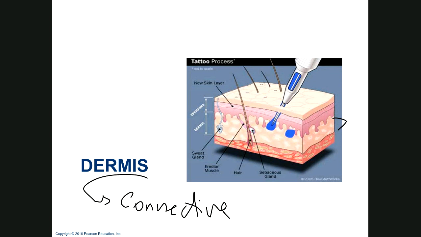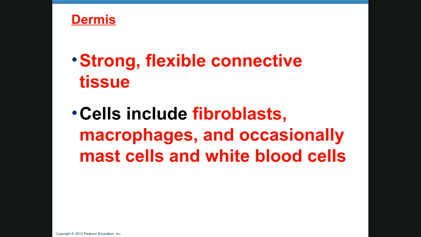When somebody gets a tattoo, the pigment goes into the dermal layer, which is obvious because if it got into the epidermis, it would be eliminated within a matter of a couple of months, because that's the layer that's constantly being shed. All right, so a lot of the characteristics of the skin are given by the dermis. The dermis is strong, it's flexible, it's connective tissue.